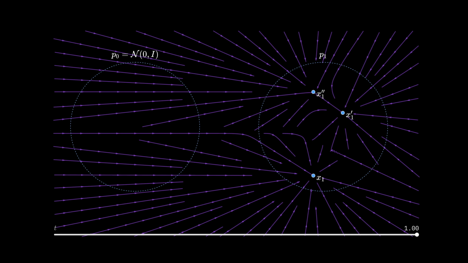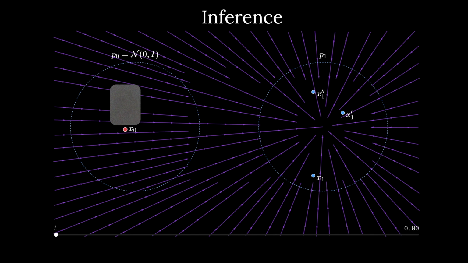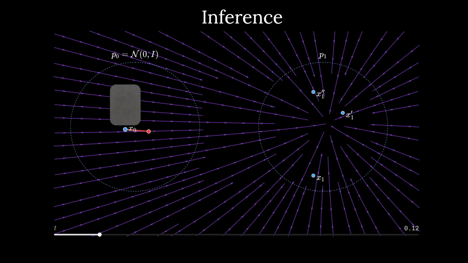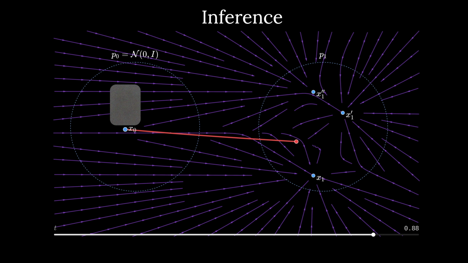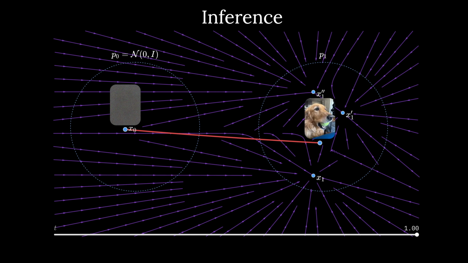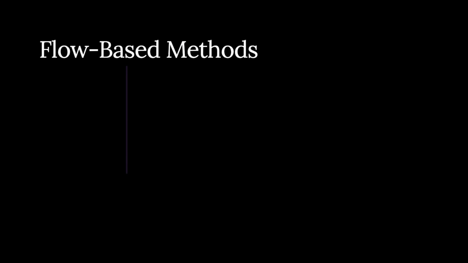So if we train a model to predict this velocity field, then at inference time, we could push particles through it. Start from a point x0 sampled from p0, follow the field over time, and eventually reach a destination that is likely to be a well-formed image. Learning a velocity field is the idea behind flow-based methods.